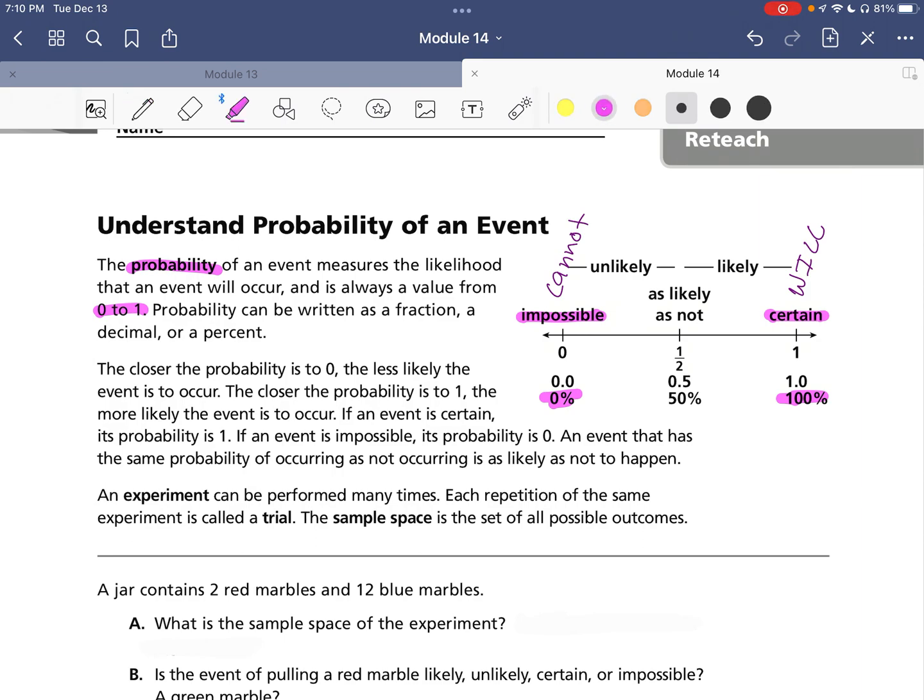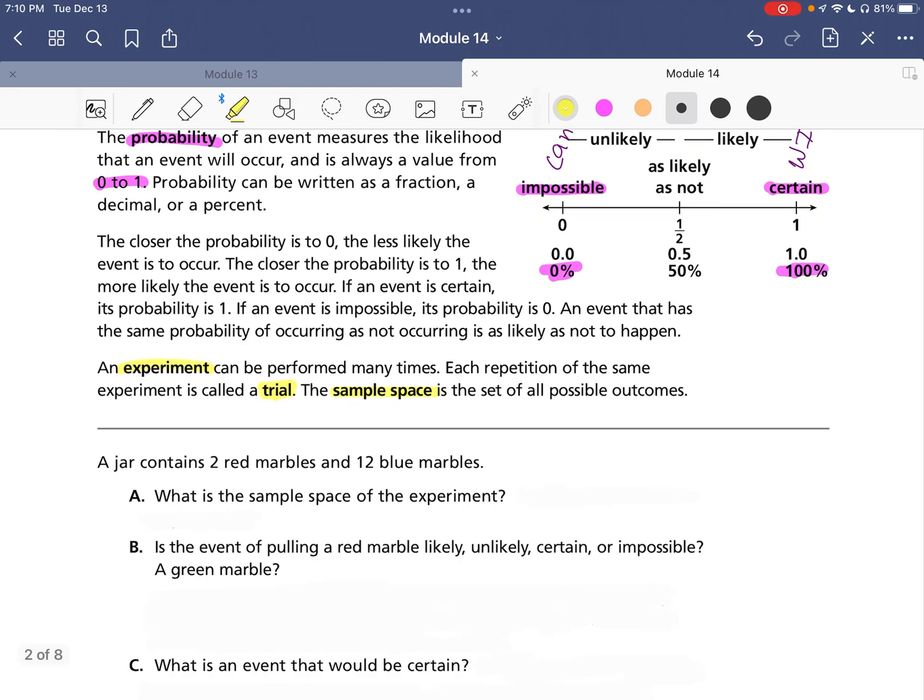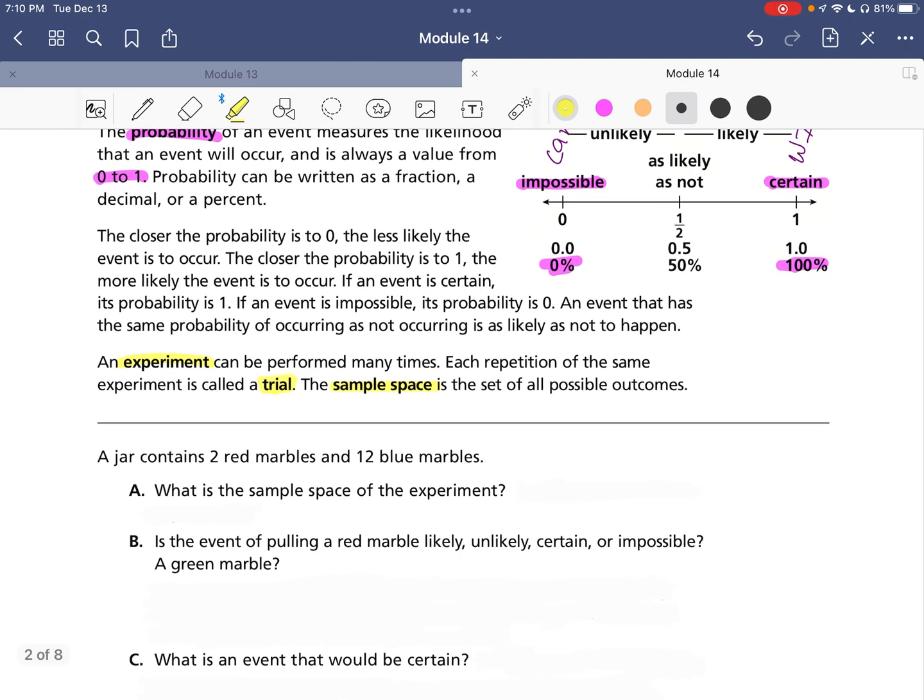But we have experiment here. One more vocab word. Can be performed many times. Each repetition of the same experiment is called a trial. So doing the same thing over and over again to see what the results are. Those are each trials. And then a sample space is the set of all possible outcomes. Okay, all possible outcomes. So not what happens, but what could possibly happen.